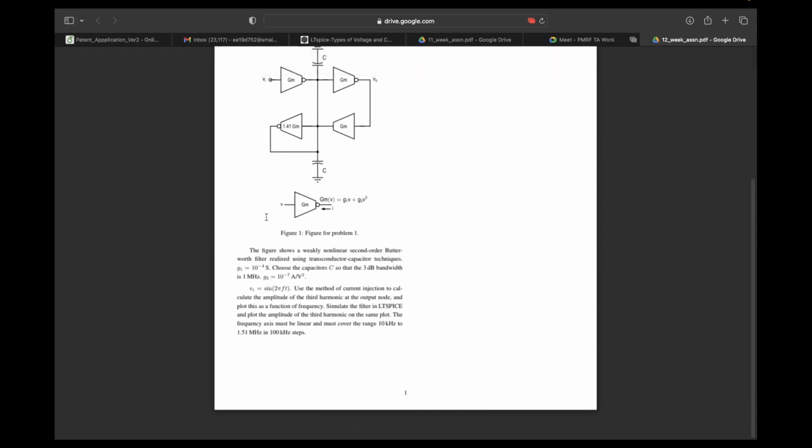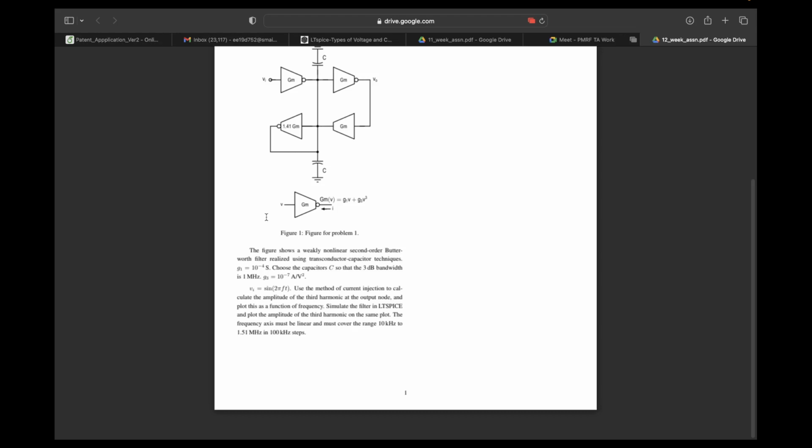In this one, what is there? The figure shows a weakly nonlinear second order Butterworth filter realized using transconductor and capacitor techniques. Choose capacitance C so that the 3 dB bandwidth is 1 megahertz. Vi is sine 2 pi ft. Use the method of current injection to calculate the amplitude of the third harmonic at the output. Plot it as a function of frequency.